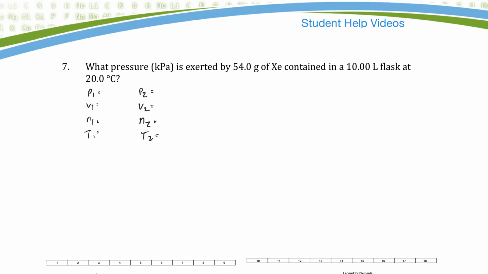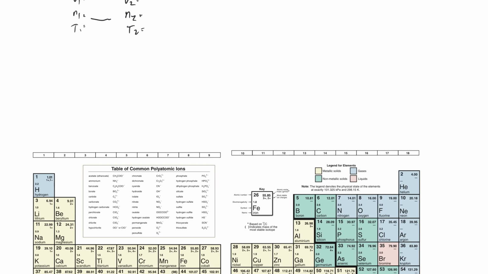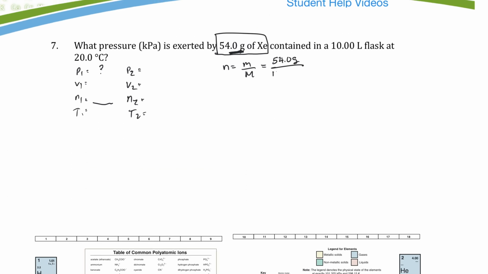Okay, in this next question, let's do the same thing. So they say, what pressure is exerted? I want to know pressure. When you have this many grams of xenon. Now, I have moles here, but I don't have moles, I've got grams. So I need to use this formula right off the bat to figure out how many moles that is. So 54.0 grams divided by xenon, right there, 131.29 grams per mole. Grams cancel.